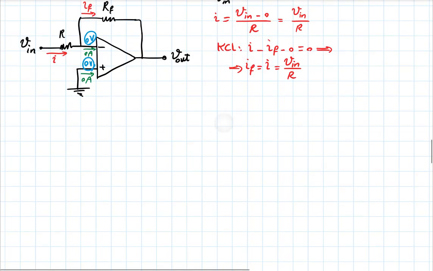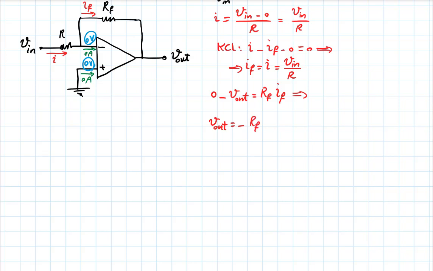And finally, if I look at the output node Vout and the resistor RF, I have 0 minus Vout is RF times IF. So Vout is minus RF times V in by R, or the ratio that I was interested in, Vout by V in, is minus RF by R.